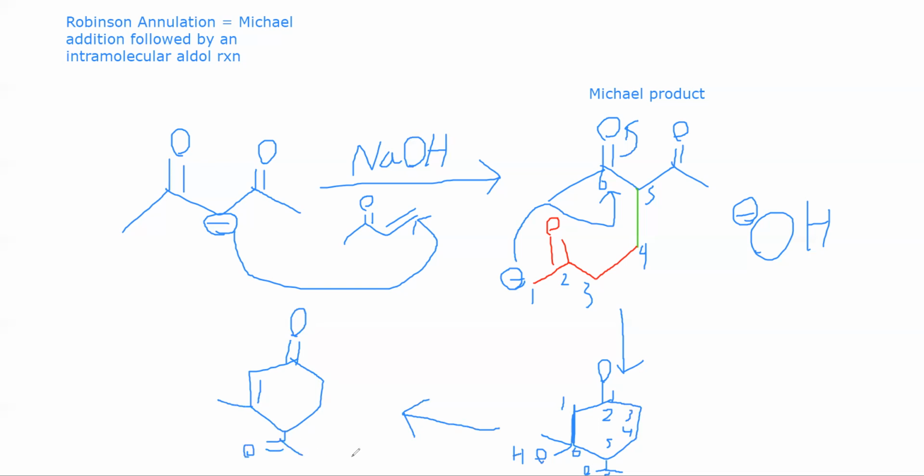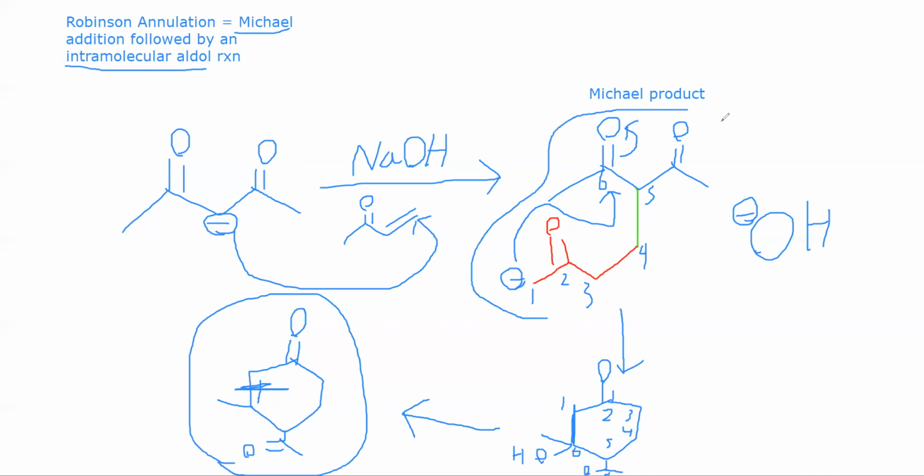So if you're doing Robinson annulation, number your carbons, and just remember it's Michael addition followed by intramolecular aldol. It's always going to be those 2 steps in the same order. And if you're working backwards, like you're given this structure and you have to figure out what did you start with, break this bond, because that's the bond that forms for the intramolecular aldol reaction. And if you work backwards by breaking that bond, you should be able to figure out by numbering your carbons and working backwards, this was the Michael product.